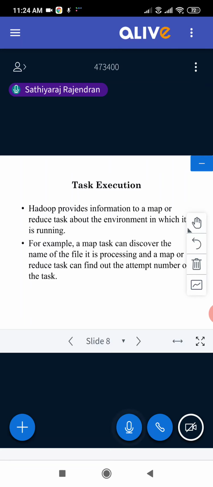What the map task and the reduce task do is this: the map task discovers the name of the file it is processing, and the reduce task tries to find out the number of attempts it is making. So these are the two things in the task execution environment, the map task and the reduce task. We can configure the properties of the map task and reduce task with APIs like Apache Ambari and YARN. These are a few APIs which you can use with Hadoop.